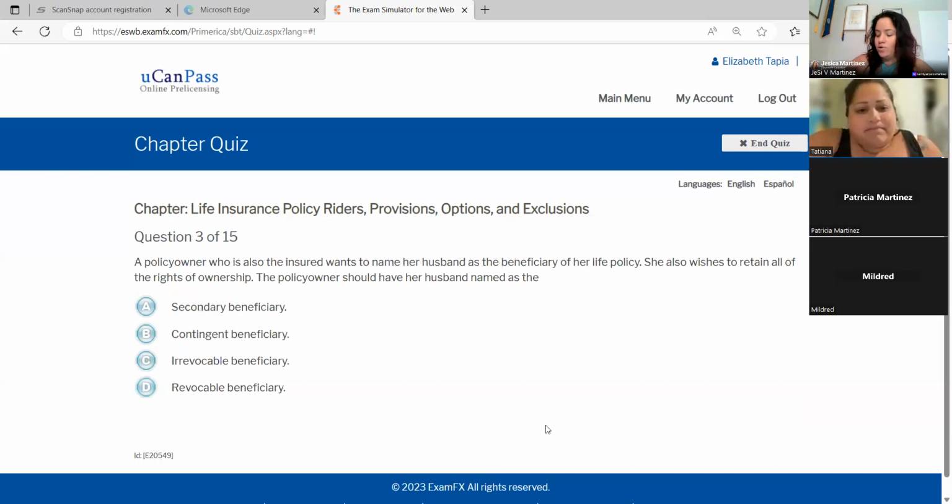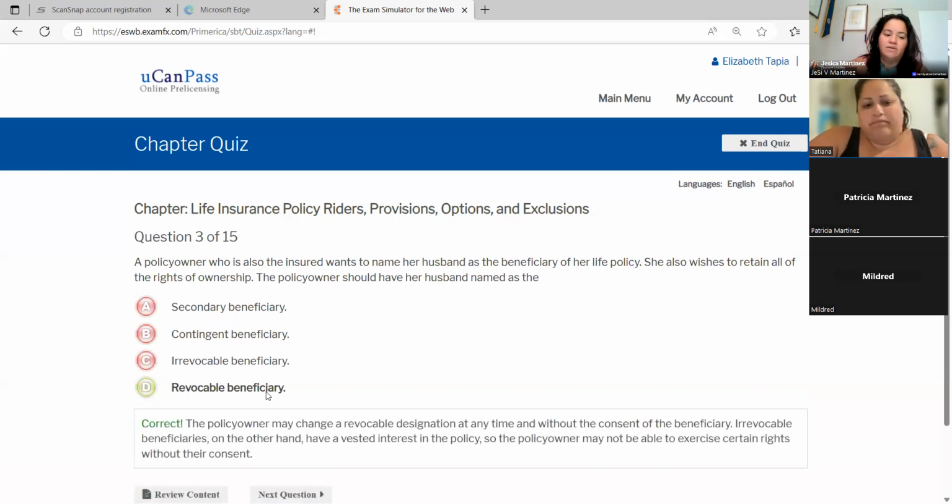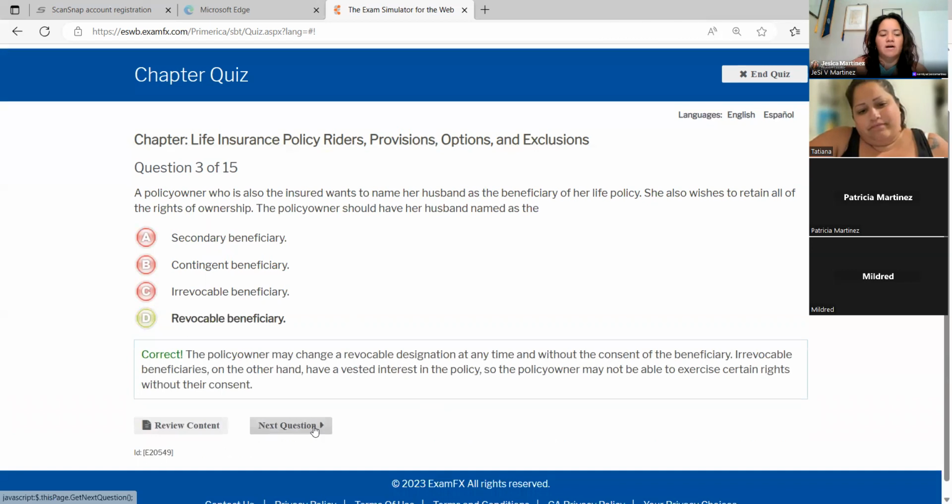Question 3: a policy owner who is also the insured wants to name her husband as the beneficiary of her life policy. She also wishes to retain all of the rights of ownership. The policy owner should have her husband named as the A, secondary beneficiary, B, contingent beneficiary, C, irrevocable beneficiary, or D, revocable beneficiary. D, revocable. Okay, perfect. And the two you can automatically rule out are secondary and contingent. Good job.